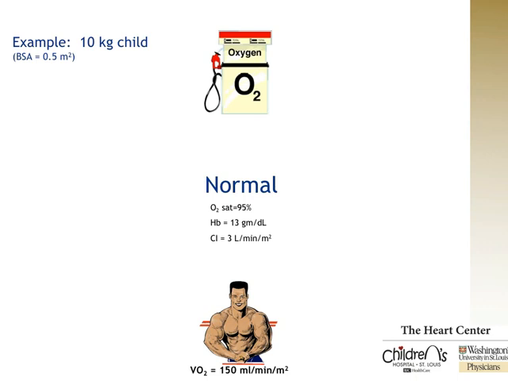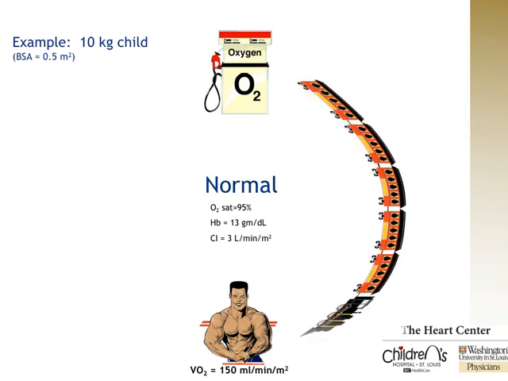So here's an example of a 10-kilogram child with normal cardiopulmonary physiology. We have an oxygen saturation of 95%, a normal hemoglobin level of 13 grams per deciliter, and a normal cardiac index of 3 liters per minute per meter squared. If we do the math, we can calculate what the oxygen delivery is in mLs of oxygen per minute. And we know generally the oxygen consumption is about 150 mLs per minute per meter squared.